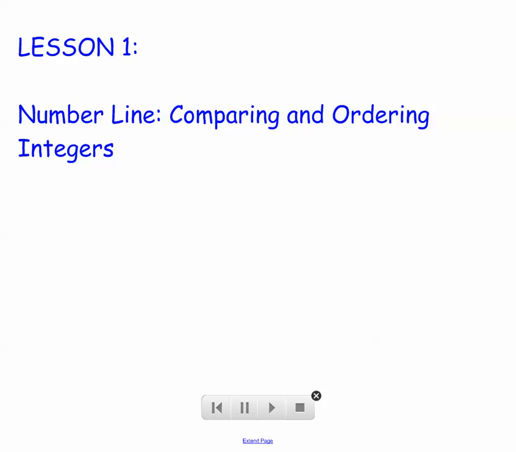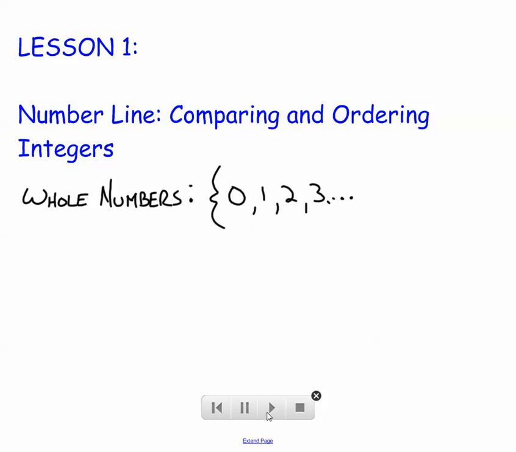We're going to talk about number lines and comparing and ordering integers. So let's start out by defining a couple sets of numbers. First of all, the whole numbers are the set of numbers that include 0, 1, 2, 3, 4, 5, 6, 7, 8, 9, 10, and so on and so forth, and that goes on to infinity. And the way we show that this pattern continues is with these ellipses right here, the dot, dot, dot.